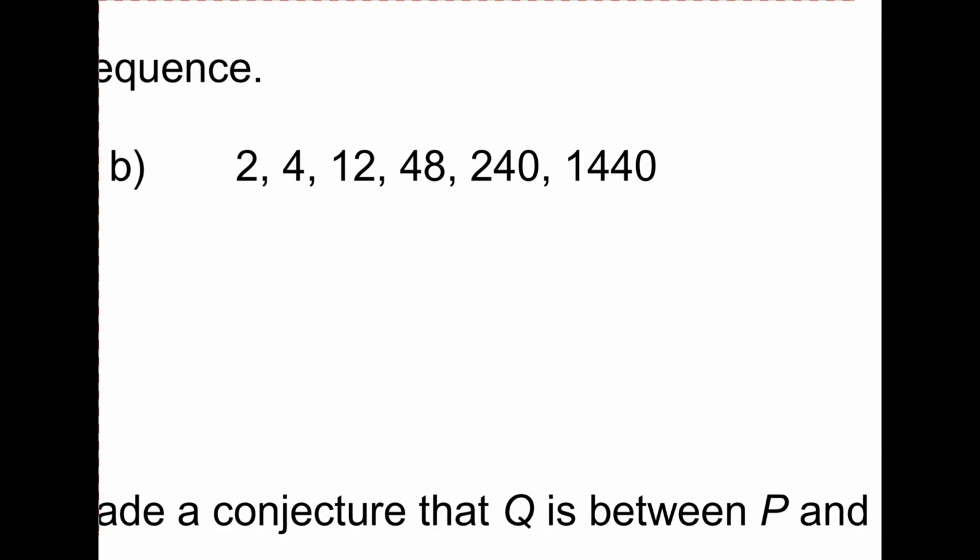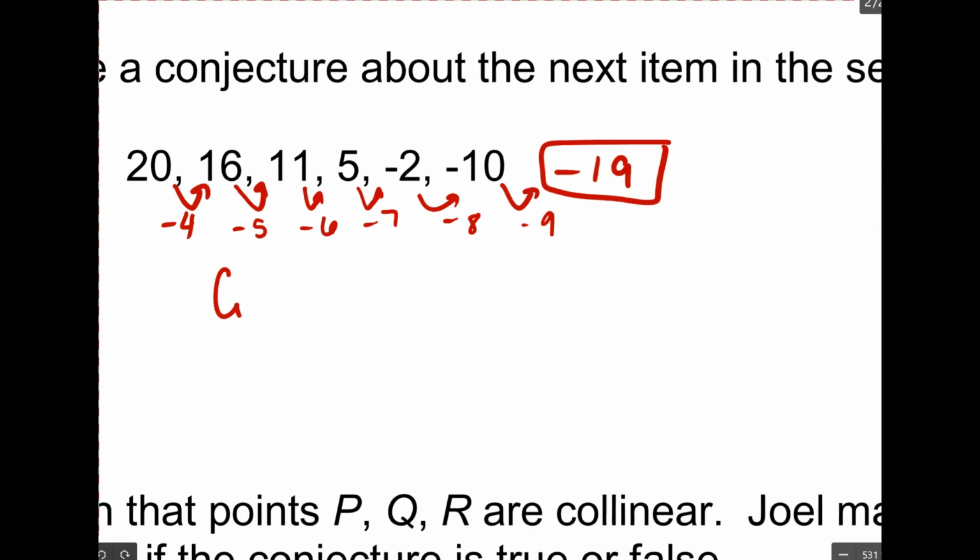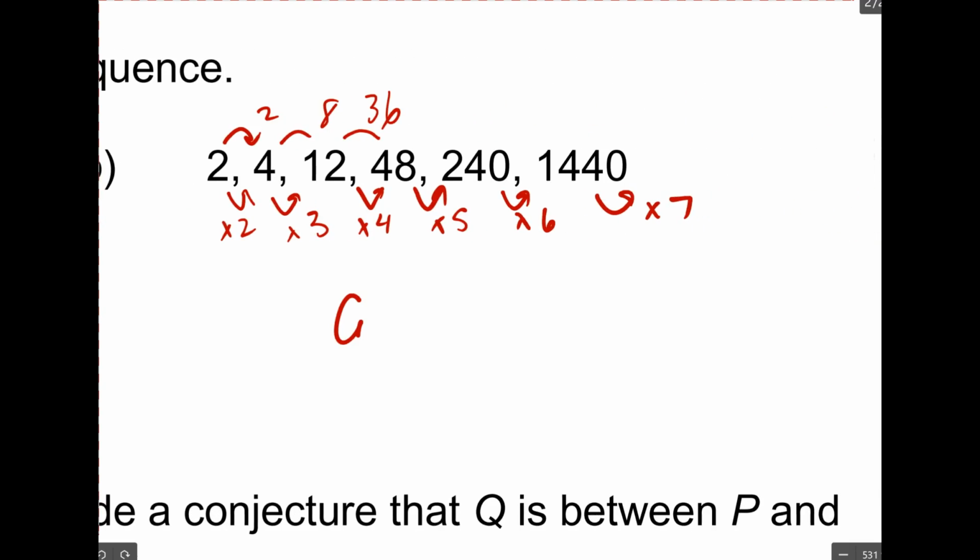All right, let's try this one. What's happening here? I could be adding 2, adding 8, adding 30. What's happening here? What about multiplying? Yes. Times 2, times 3, times 4, times 5. Okay, so this one would be, did I write conjecture? I meant to write that. Hold on. Times 2, times 3, times 4, times 5, times 6, times 7, 10,080. So our conjecture is 10,080. Okay. Cool.